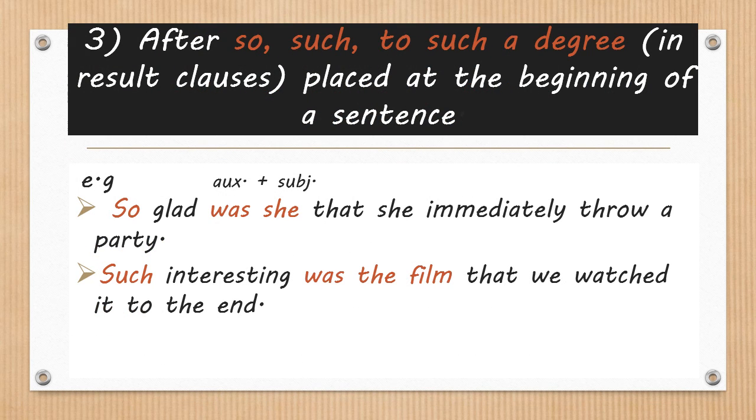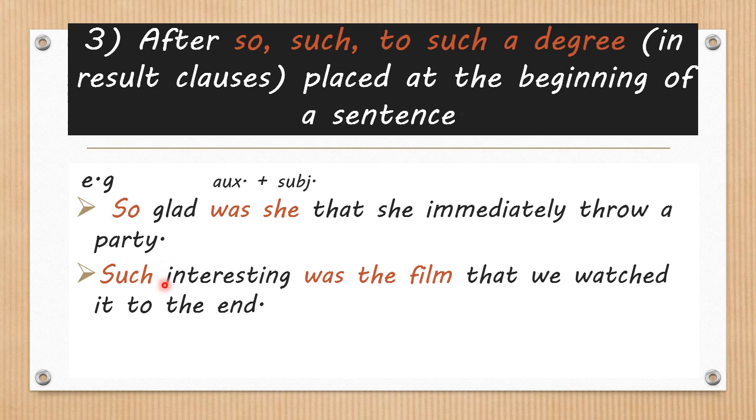Three. Inversion happens after so, such, to such a degree, in result clauses placed at the beginning of a sentence. Example: so glad was she that she immediately threw a party. So is placed at the beginning of a sentence. Then we have the auxiliary verb and the subject, so there is an inversion.